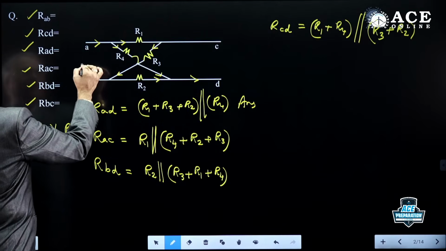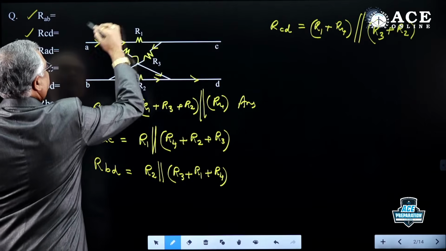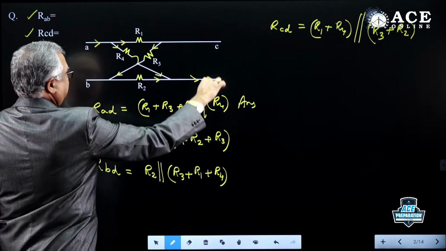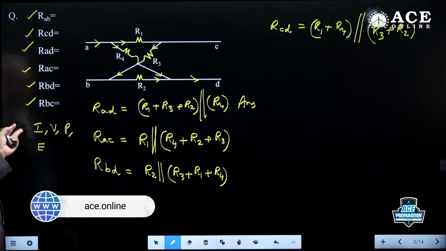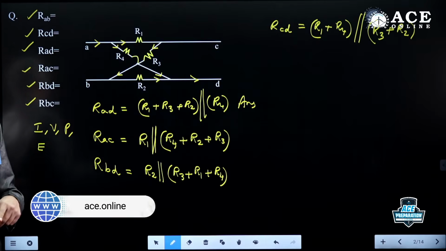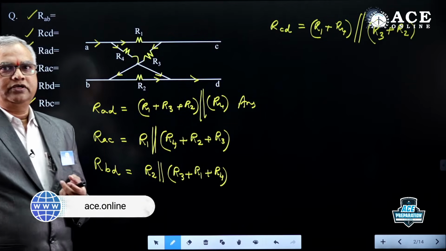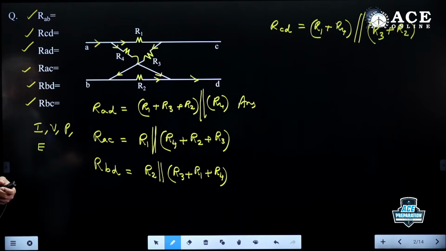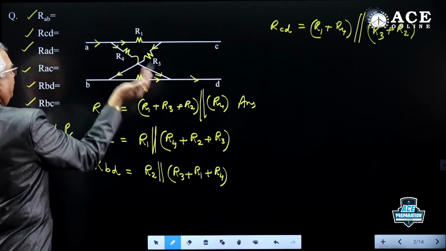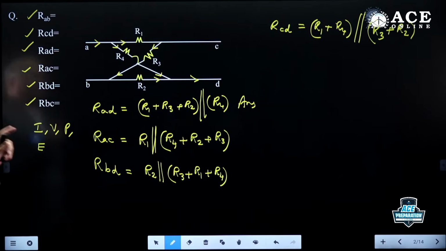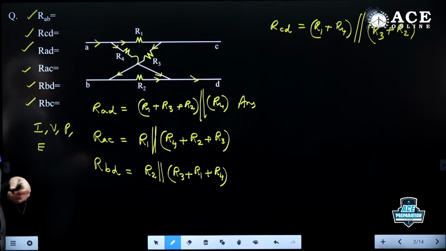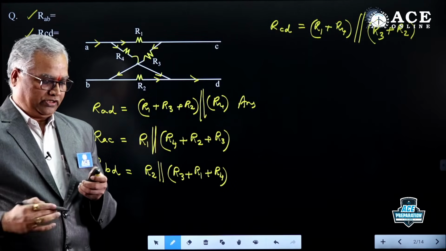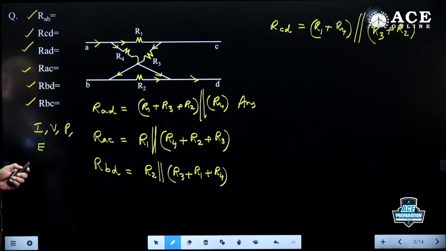The source can be connected here, or across AC, or across BD, or across BC. It can be a voltage source or a current source. With a current source, they may ask to find voltage, or with a voltage source, they can ask you to find current, and so on. So we can create so many problems in this, based on series parallel. If series parallel is wrong, then you apply current division and voltage division wrongly and end up with the wrong answer. So series parallel will play an important role.